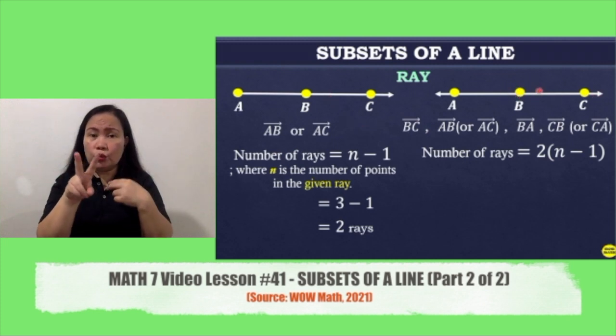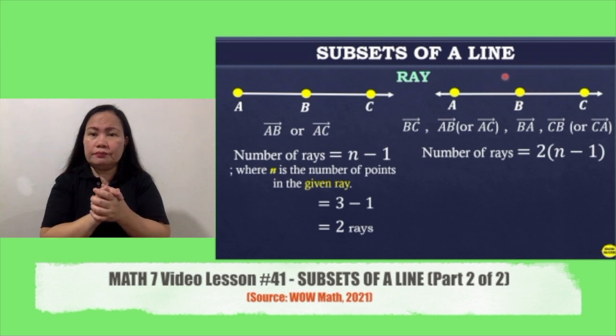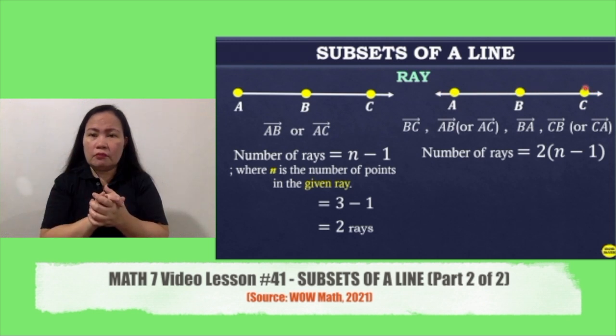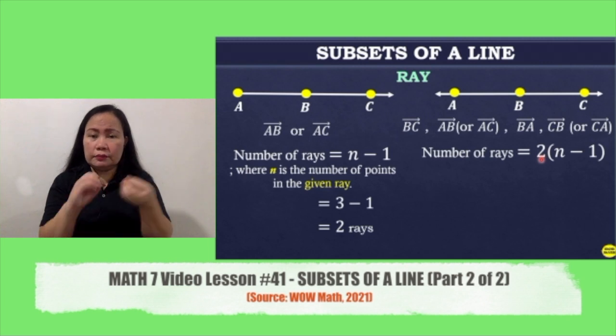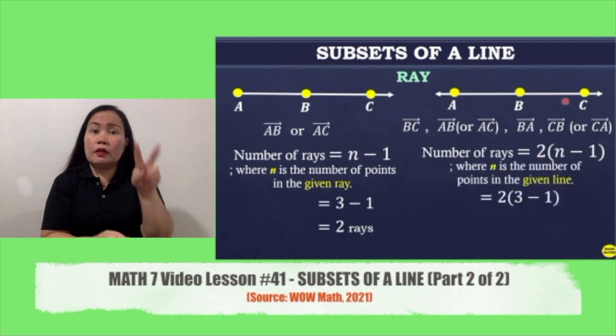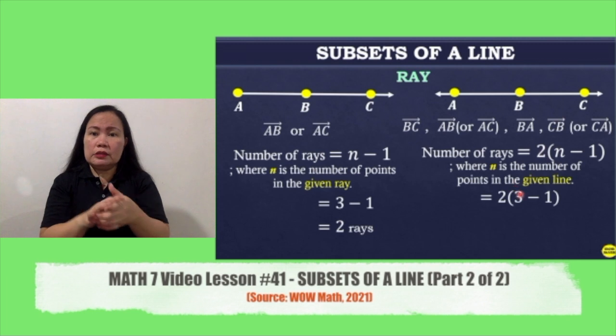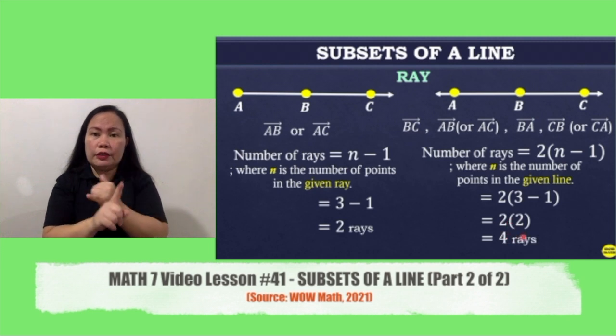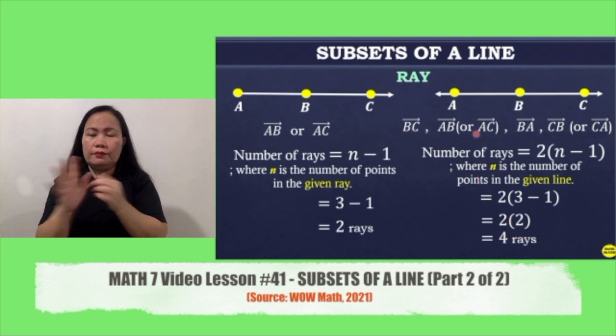Now, kung meron kang dalawang ray, nakakabuo ka tayo ng line dun. Okay? Nakakabuo tayo ng line. Kaya, nagta-times 2 po tayo dito. Okay? So, number of rays, so 2 times the quantity of n minus 1. So, substitute natin, meron akong 3 points. So, 2 times 3. Lalagay natin dito 3. So, 3 minus 1 is 2. 2 times 2, we have 4 rays. I-check mo, 1, 2, 3, 4.